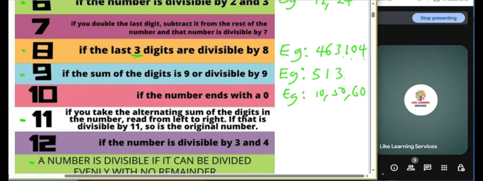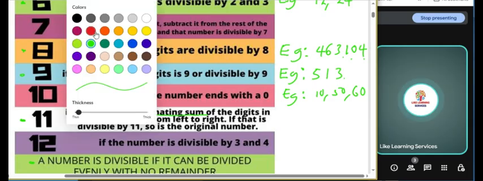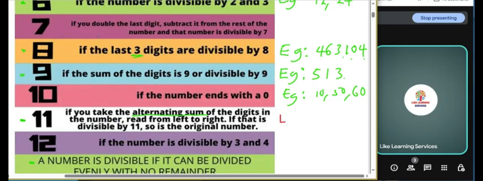If the alternating sum of the digits in the number, read from left to right, is divisible by 11, then so is the original number. What do we mean by alternating sum? Alternating sum means you add, you subtract, you add, you subtract.